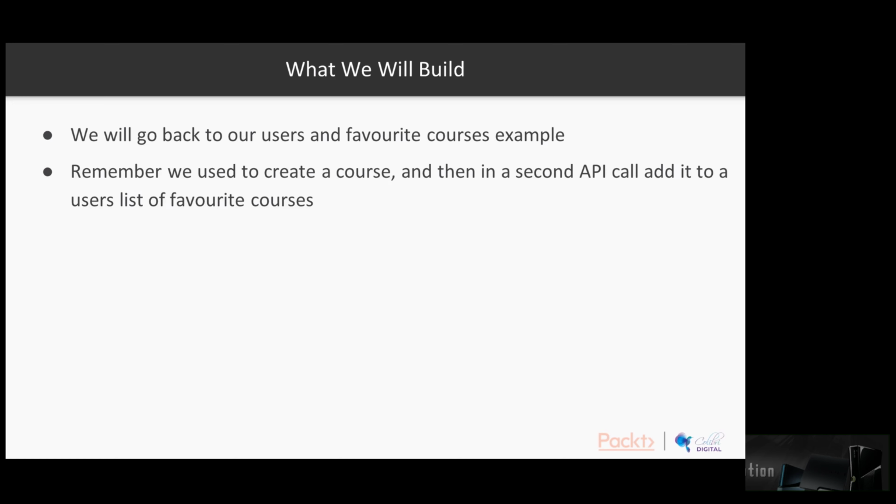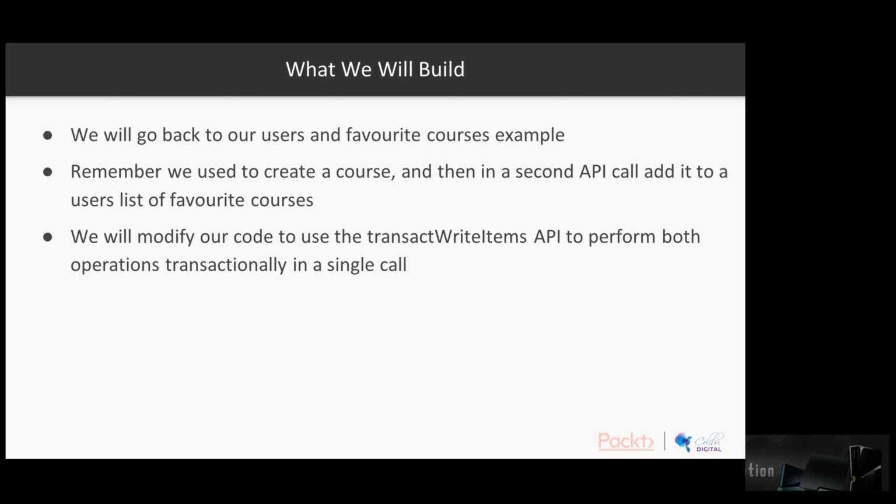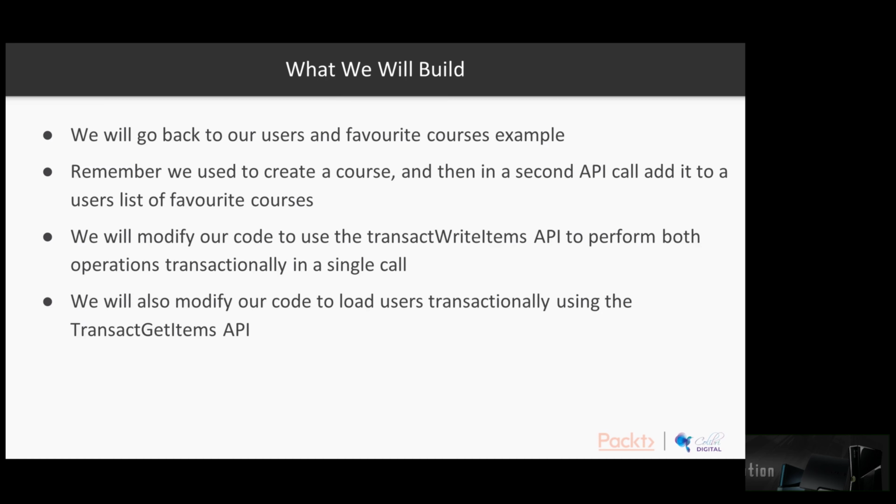So remember previously we used to create a course and then we had a second API call to add that course to a user's list of favorite courses. Well, we're going to modify our code to use the transact write items API to perform both operations transactionally in a single call. We'll also modify our code to load users transactionally using the transact get items API. So let's go and take a look at the code.